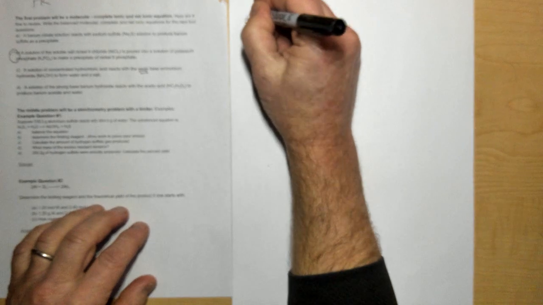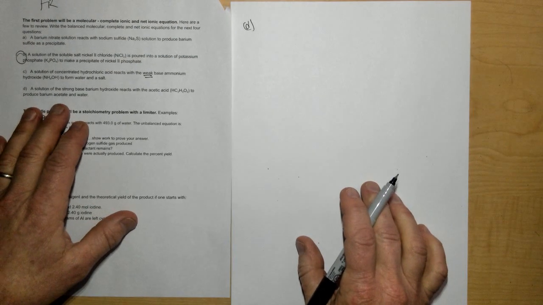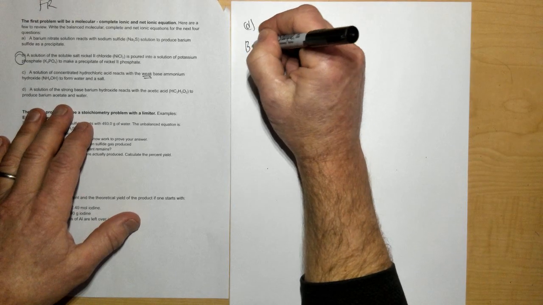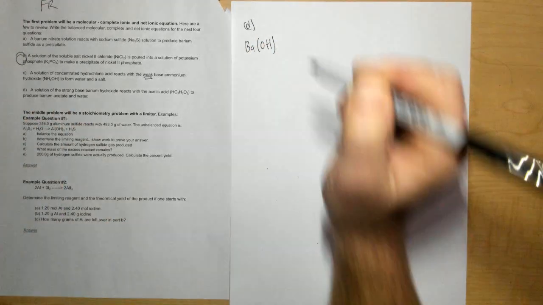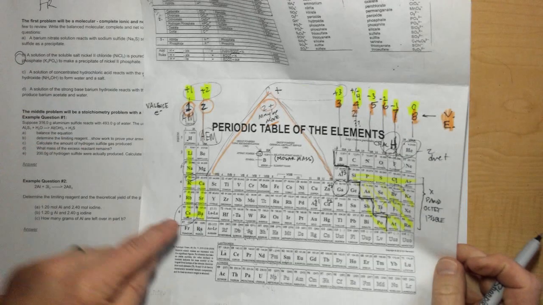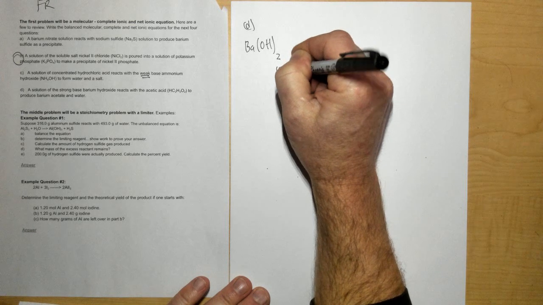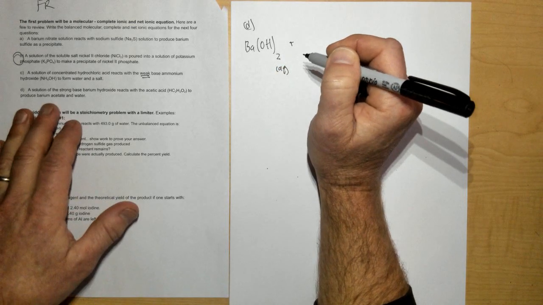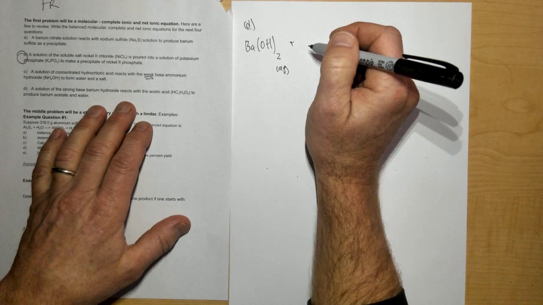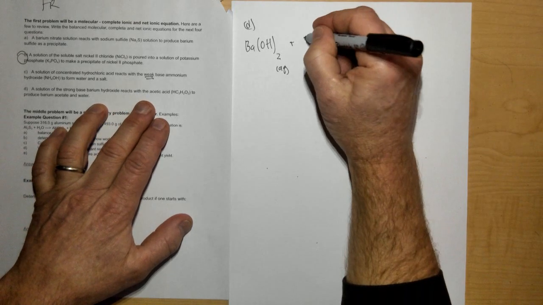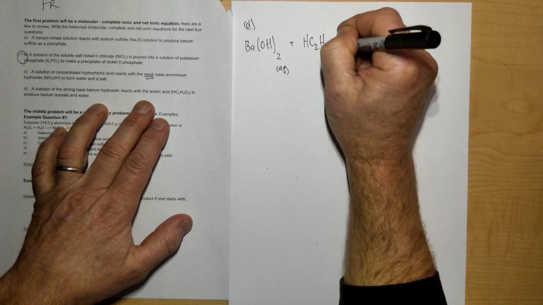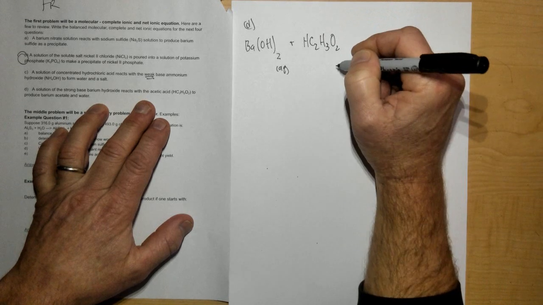Okay, and the last one in question 1 is letter D, and that one says a solution of strong base barium hydroxide. And then be careful, barium is +2 right here, and hydroxide is -1, so you're going to have 2. And it tells us it's a solution of it, so we'll put aqueous right there. It reacts with acetic acid, so HC2H3O2 is one way to write acetic acid.